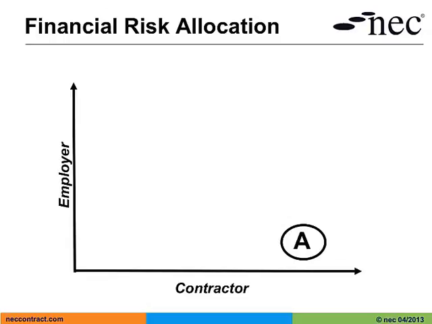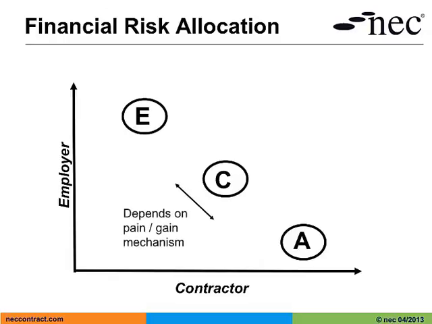At the other side of the spectrum, we have option E, the cost reimbursable contract. Here the employer is taking most of the financial risk, so he has less certainty about the financial outcome of this contract. And option C, the target contract, sits somewhere in the middle of the two, with shared financial risks. And exactly where option C sits would depend on how you set the pain-gain mechanism. We'll talk about that in a few moments.